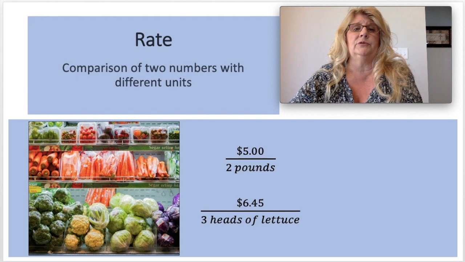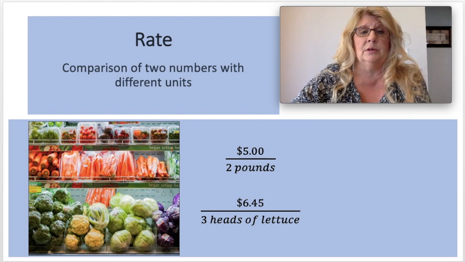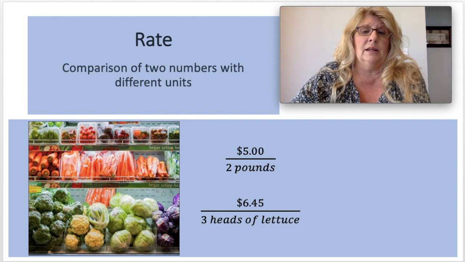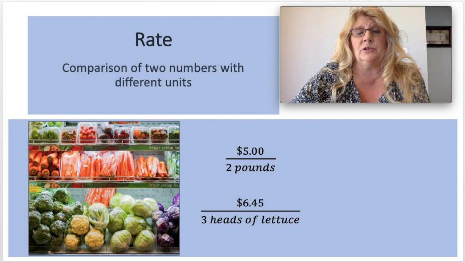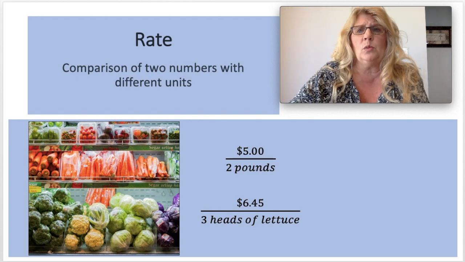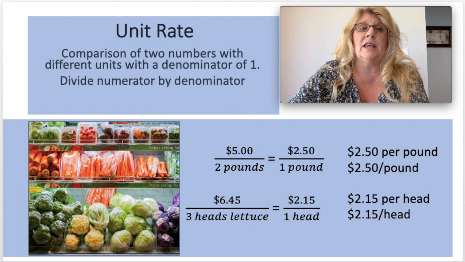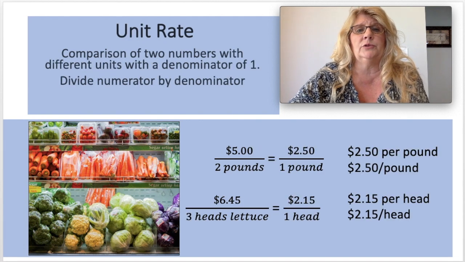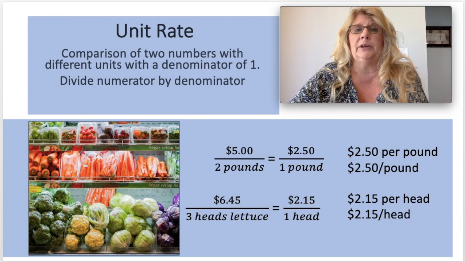Rate is a comparison of 2 numbers with different units. I can buy carrots at $5 for 2 pounds, or I can buy 3 heads of lettuce for $6.45. That's the rate. But what if I don't want to buy 3 heads of lettuce? I only want 1. What is it per 1 head of lettuce? That is unit rate. It is a comparison of 2 numbers with different units with the denominator of 1.